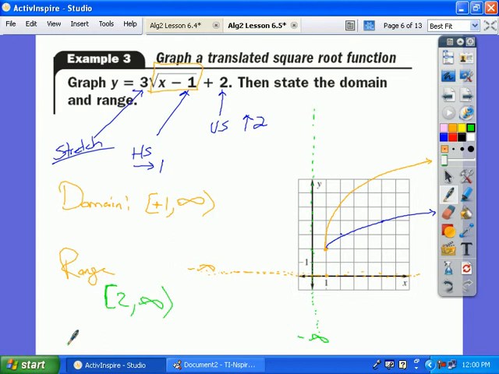Another way to think about range is that whatever x value I plug in, it doesn't matter what x value I plug in, I could never get a y value smaller than 2. It doesn't matter what number you can think of, if you plug it in there, the smallest y value you're going to get is 2, and the largest y value you're going to get is infinity. There will be no end. There is no largest value. Okay, that's the idea.